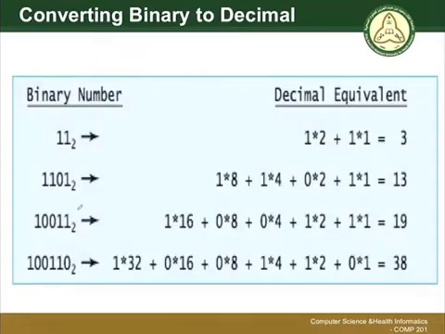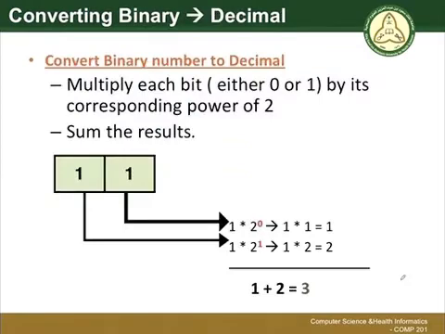So here is some example of converting a binary number to a decimal equivalent. We denoted the binary number with 2 to differentiate between, and here it's gonna be 3 in decimal, 10, 13 in decimal, and so on. So this is the number 1 1.